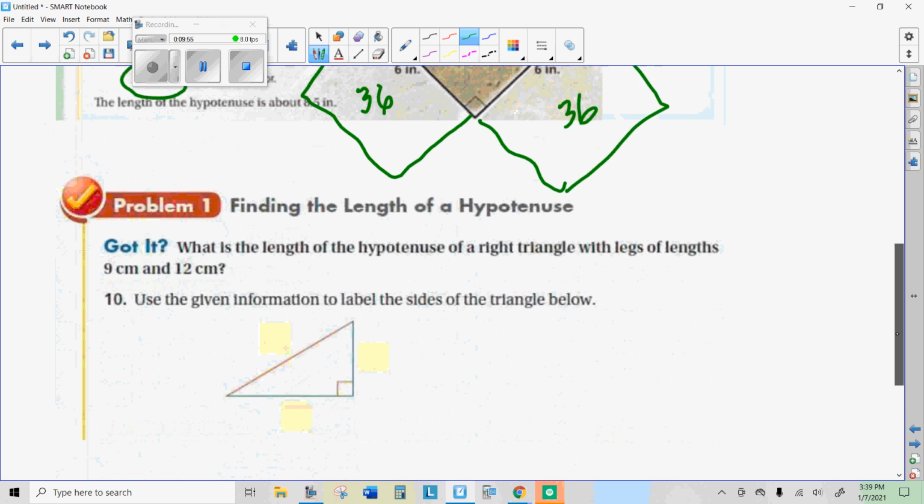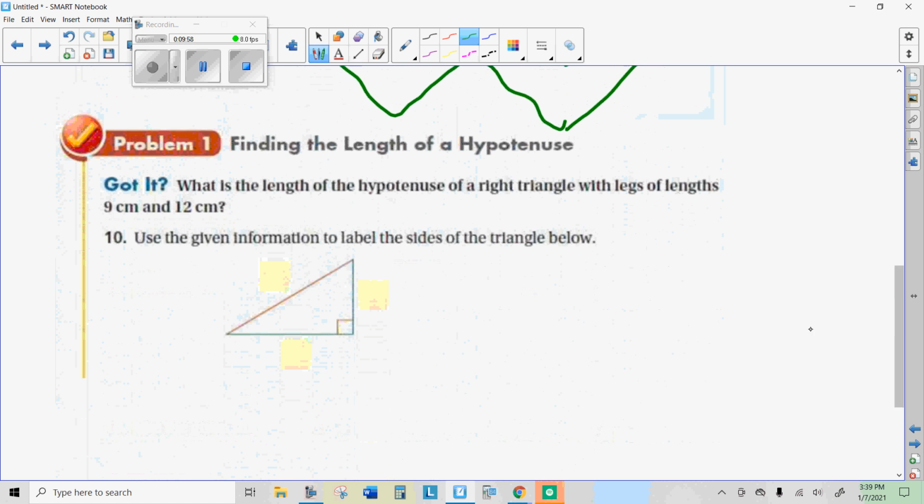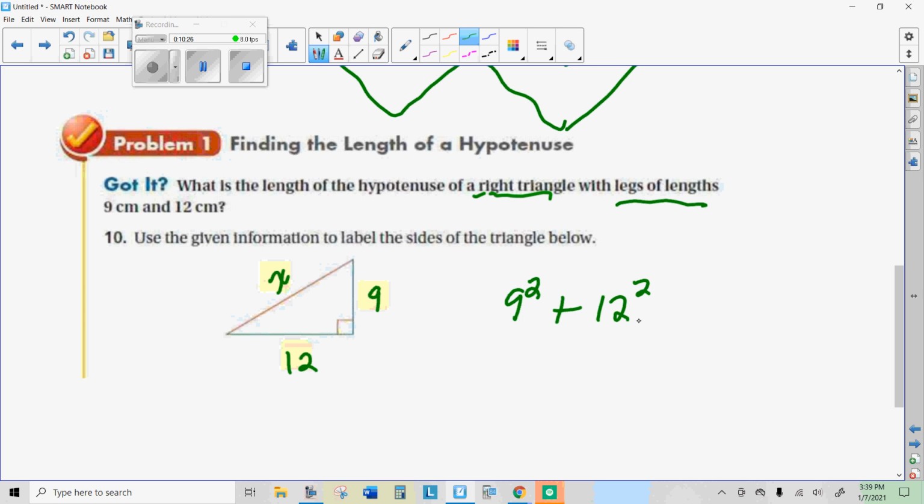Okay? So let's do a problem here. If we have a right triangle and the lengths of the legs are 9 and 12, now that would be this side and this side, we want to know the length of the hypotenuse. So what you're going to do is square each of those leg lengths. You're going to do 9 squared plus, let's just call this x for now, this missing one. So 9 squared plus 12 squared, the areas of the squares on the legs added together, equals the area of the square on the hypotenuse, which I labeled as x.